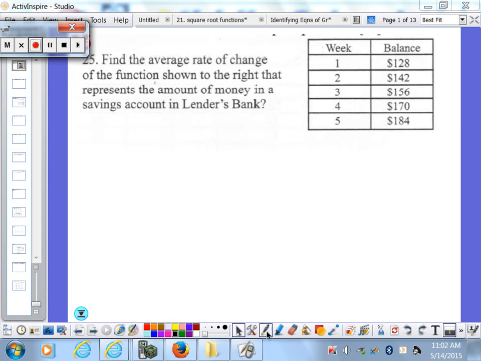bank. So I want to be aware of my key phrase up here, the average rate of change. At this point, everyone should be thinking of one word that we need to recall when we see the phrase average rate of change. This is going to clue me into what I need to do and what I need to find. Okay, that word is slope.